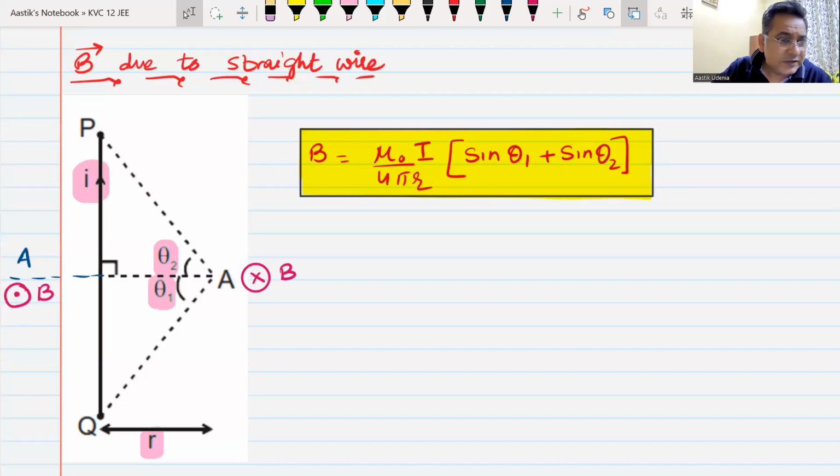If you understand the direction of magnetic field, well, that is the only thing that can trouble you in this particular chapter, because the rest is pretty simple. You just have to remember three standard results and you are done. Do we get this? Yes or no? Have you noted this down? Shall we move ahead?